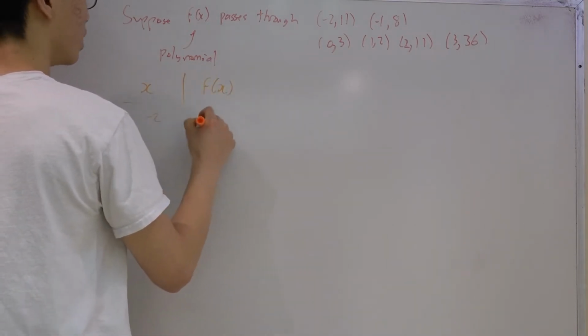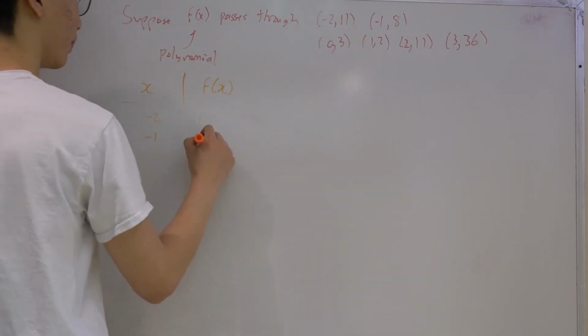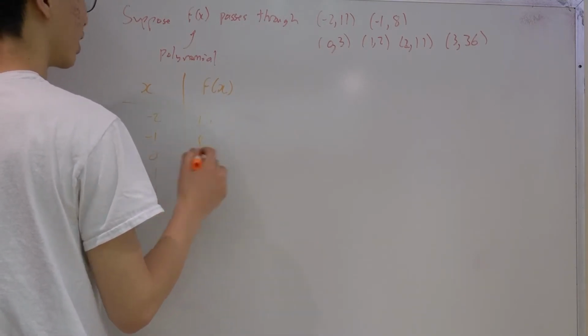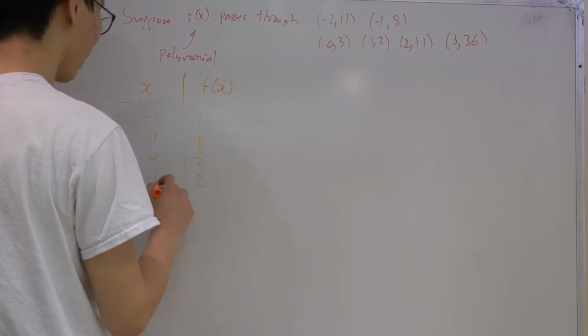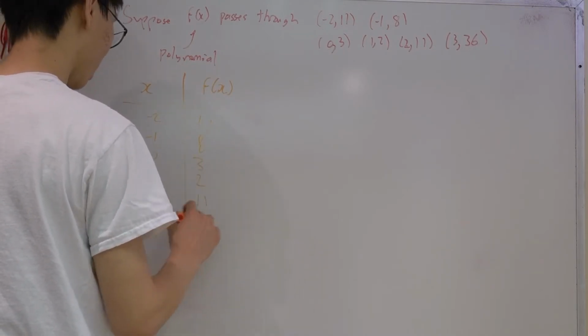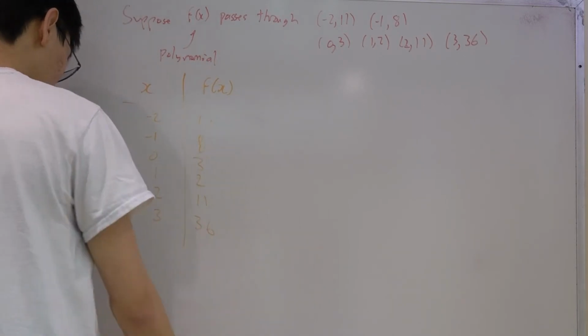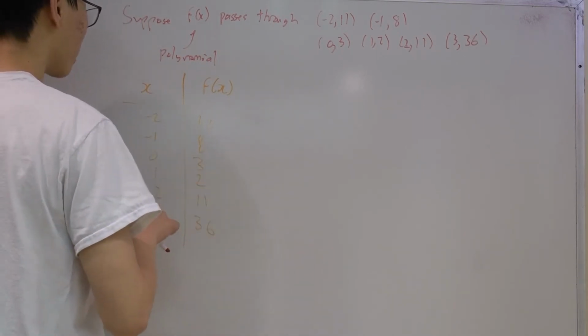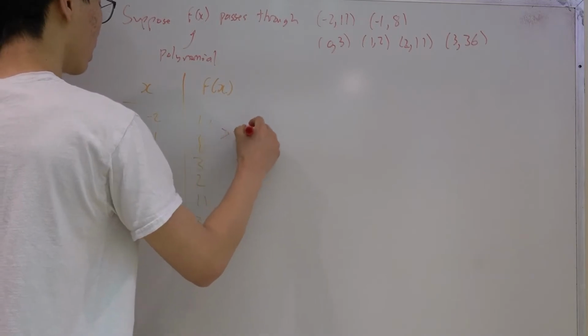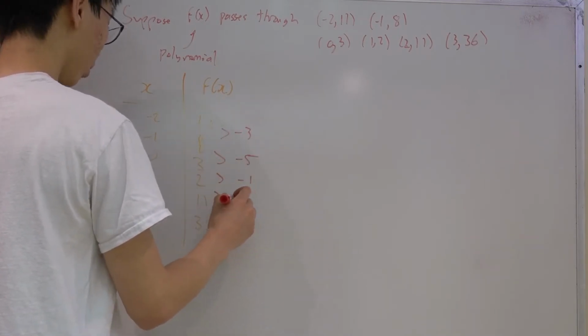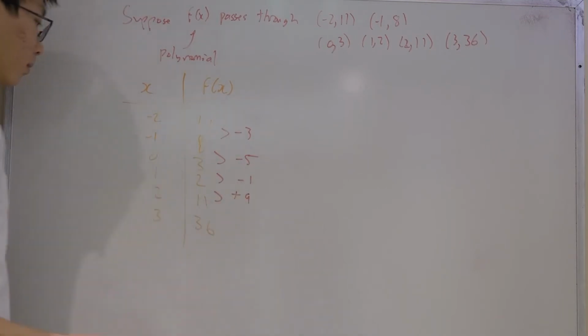So we have -2, 11. I'm just copying down the points here so that we can check the differences. I don't know why I keep saying finite. It reminds me of some other math term. Okay. So we take our first differences. This is a -3. This is a -5. This is a -1. That's a +9.